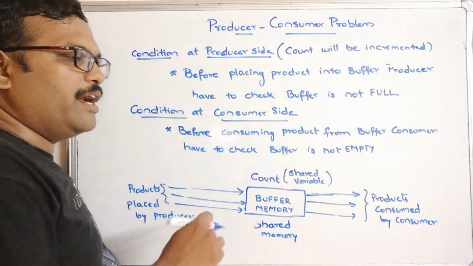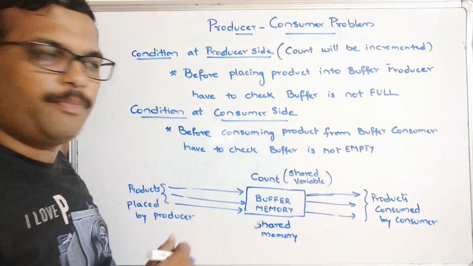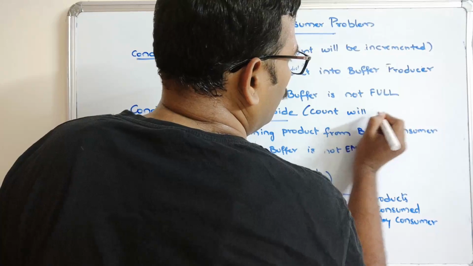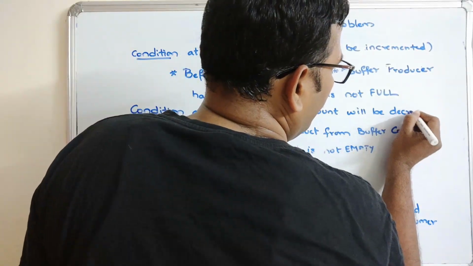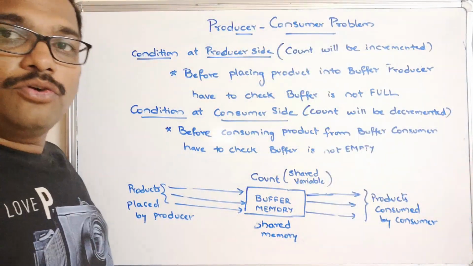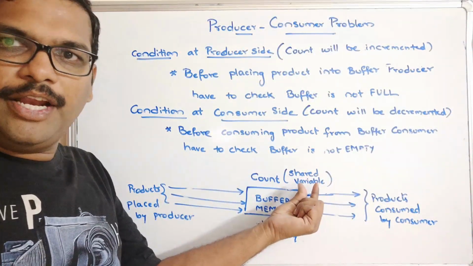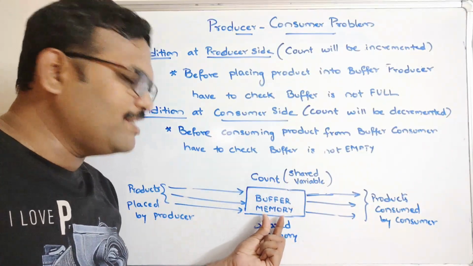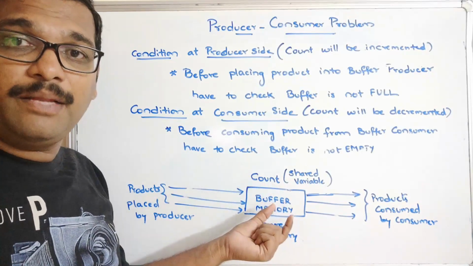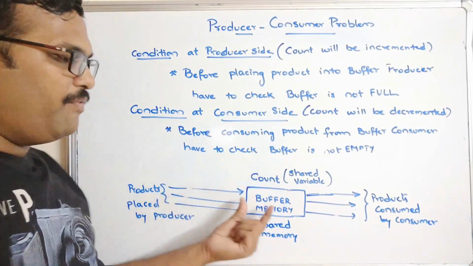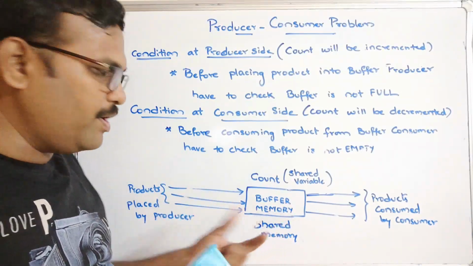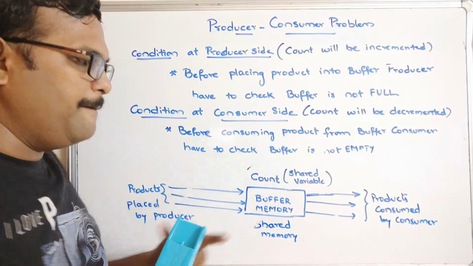At the consumer side, whenever one product is consumed from the buffer, the count will be decremented. Right? So this count is nothing but a shared variable in order to check the size of the buffer, whether the buffer is full or empty, whether the products are available in the buffer to consume, or whether the buffer is not able to place the products into the buffer. For that purpose we are using this count.